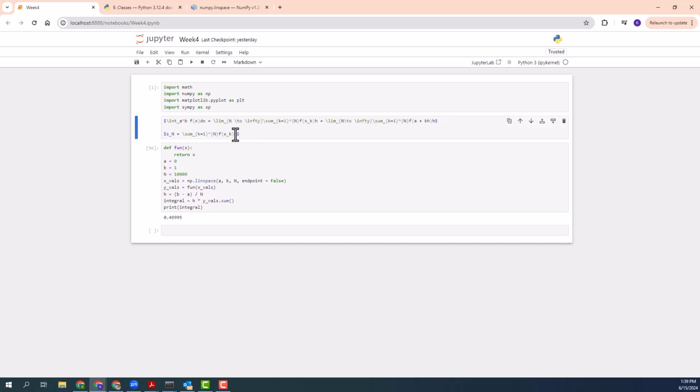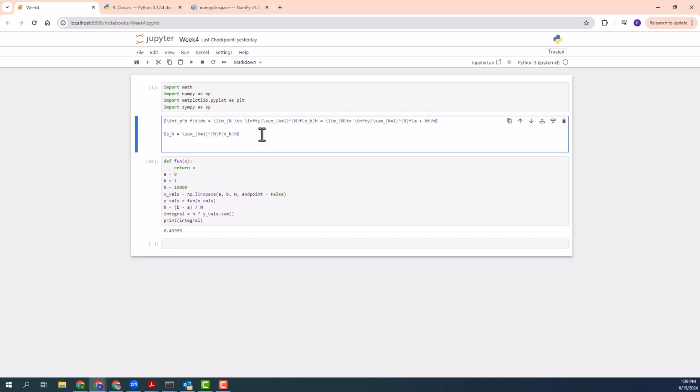So let me just say this more explicitly, or type this. The limit as n goes to infinity of Sn plus 1 minus Sn is equal to 0.